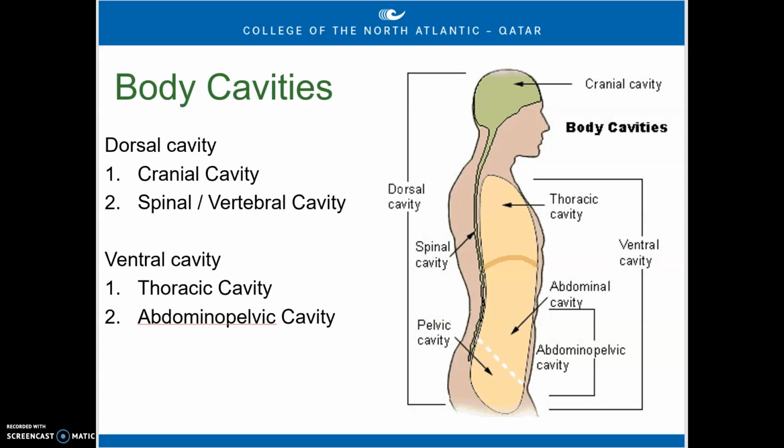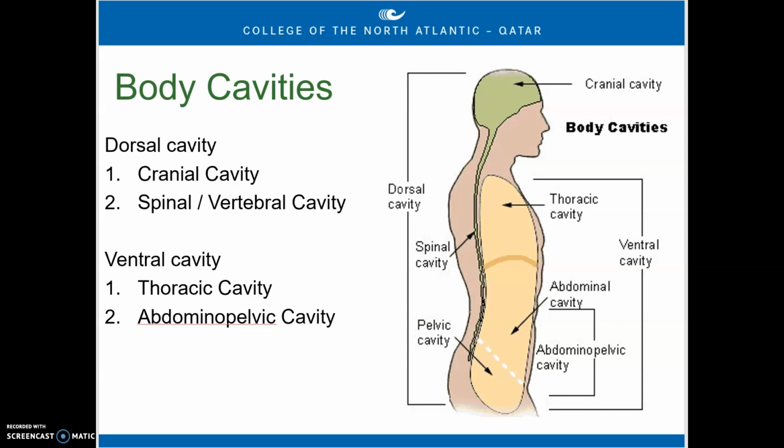So we're going to have a look at a couple of different body cavities in this course. The first one we're going to start with is the dorsal cavity, and if you think about your anatomical terminology, the dorsal cavity is located towards the posterior of the body, and it's made up of two cavities: the cranial cavity, which is going to house the brain, the central nervous system, and the spinal or the vertebral cavity, which runs down the inside of the vertebral column, and it houses the spinal cord.